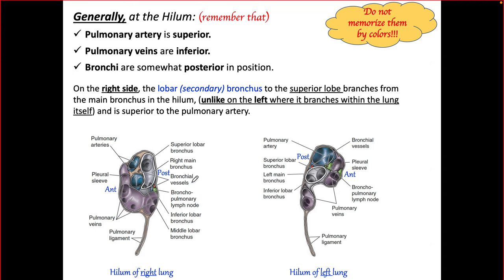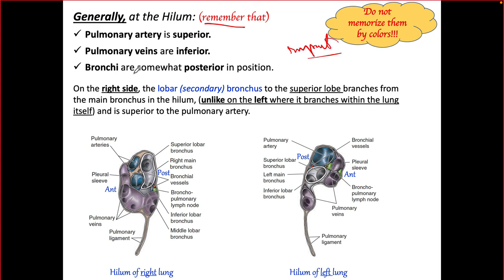Yes, so let us define the general rule. The general rule, in Arabic: the artery is superior, the vein is inferior, and the bronchus is posterior. Generally you have to remember that this is a very important slide.